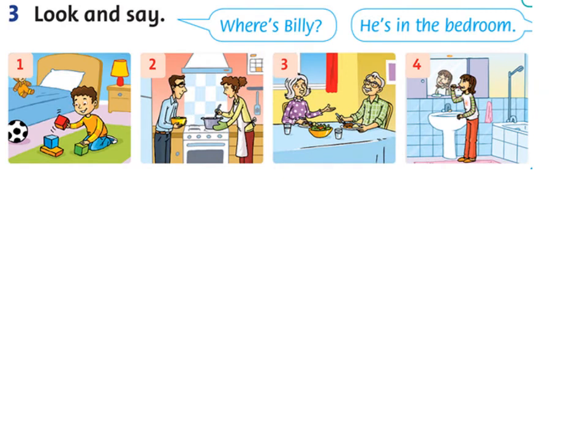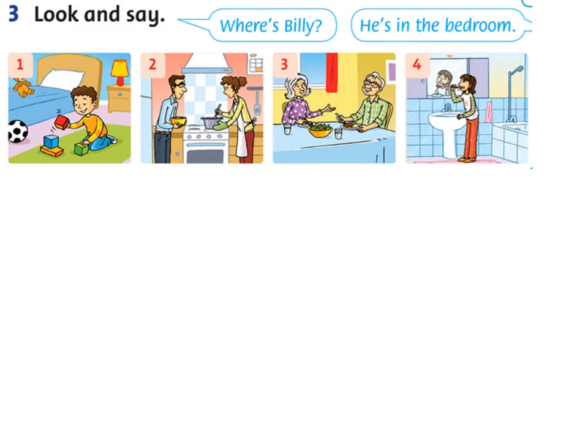Now, after you understand how to use where is and where are, look at the four pictures. You can see picture one and picture four use the same where is, but picture 2 and picture 3 use where are. Now, look at picture 1. You can say, where is Billy? He's in the bedroom. That's right. Now, look at picture 4.